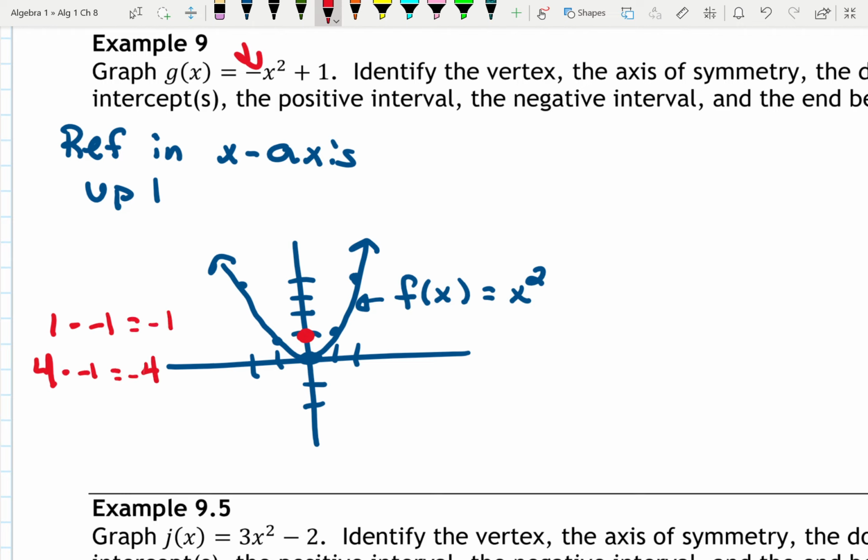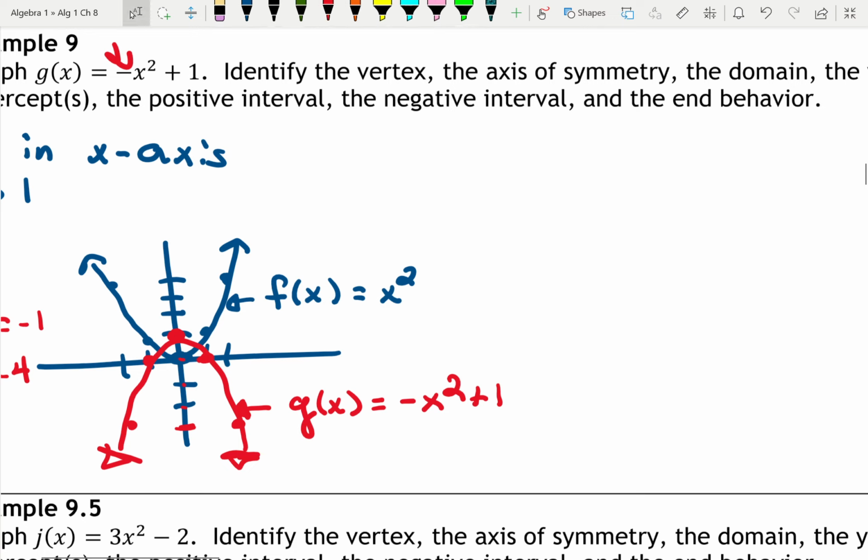So they're going to be going down. So down 1 and over 1 in both directions. And then down 4. So that's 1, 2, 3, 4, and over 2 in both directions. So this is our new graph, g of x equals negative x squared plus 1. Now we want to list everything that we can.